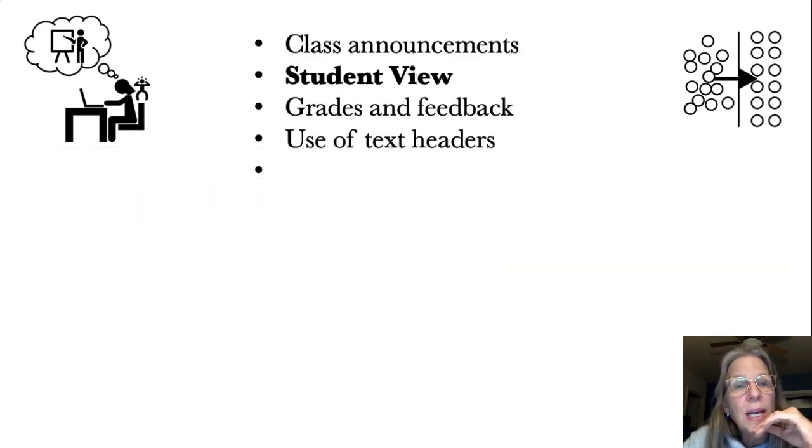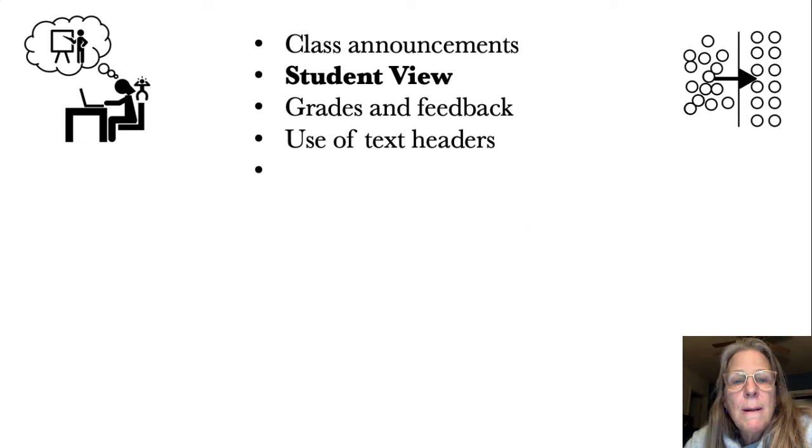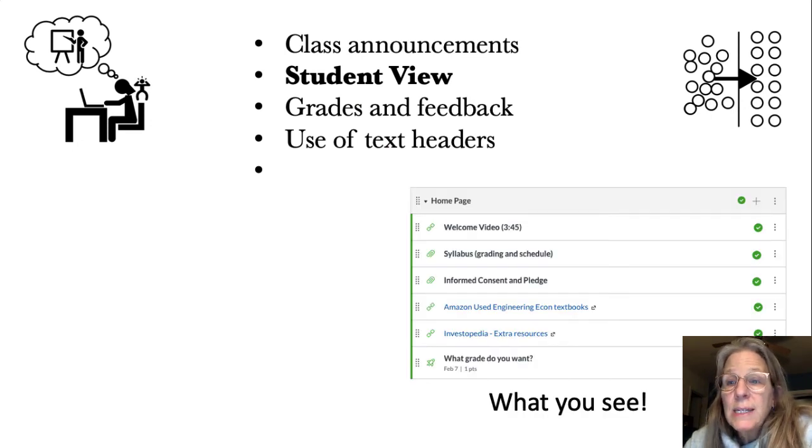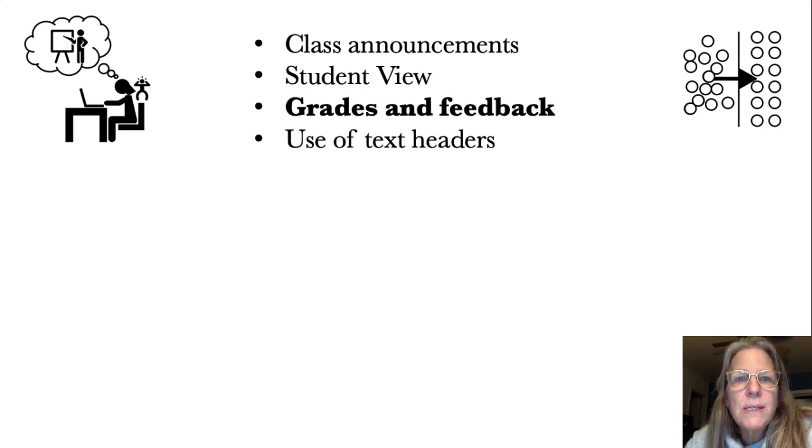Another interesting thing about Canvas is that there's a student view that you can look at, where you can see exactly what the students are seeing. It's on the upper right hand of the Canvas site. What you see looks like this, which has some icons associated with editing and moving things around. But what the students see is this. Many of those things are gone from their view. And I think it's important so that we can check the things we're doing and make it look a little more organized, that we see what the students see.